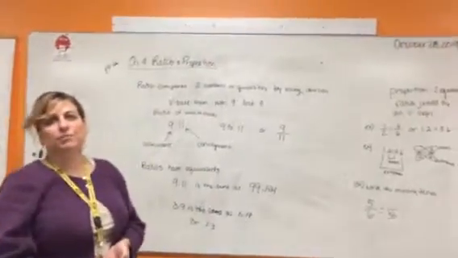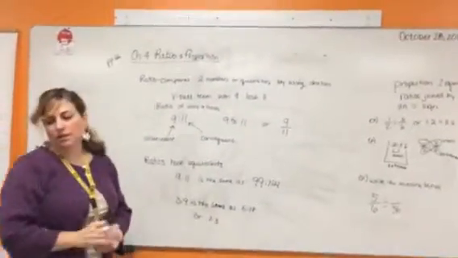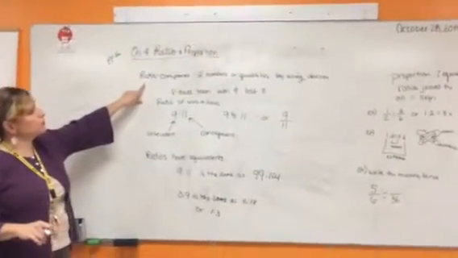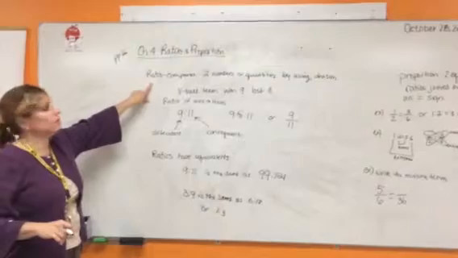We're doing ratios and proportions. So this is on page 66 in your book. So what is a ratio? A ratio compares two numbers or quantities by using division.